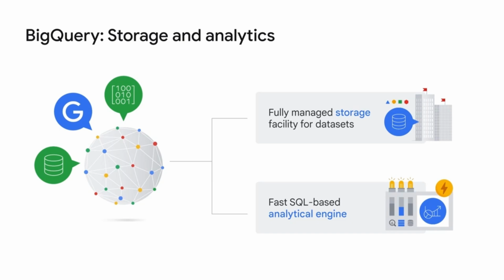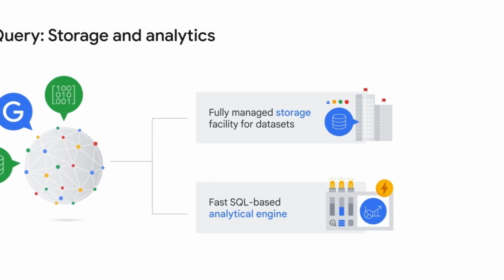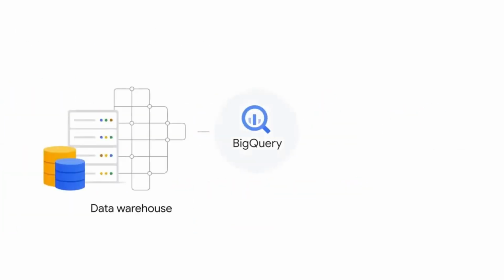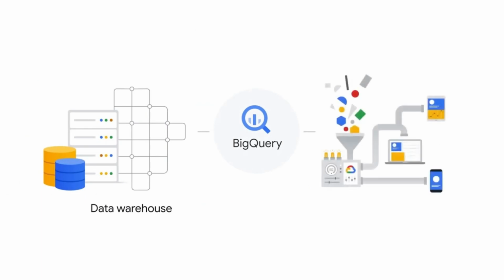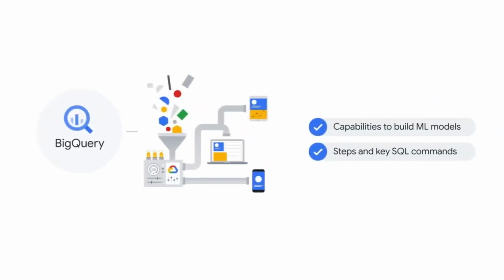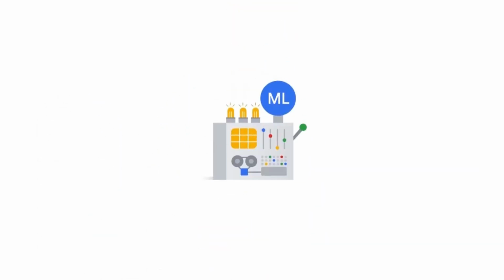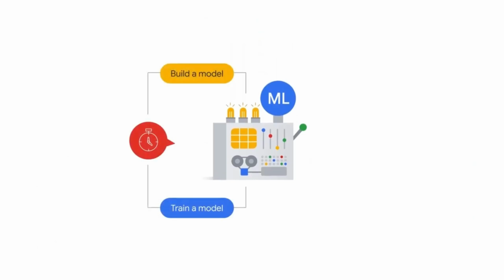It's this super fast network that allows BigQuery to scale both storage and compute independently based on demand. Although it started out solely as a data warehouse, over time it has evolved to provide features that support the data to AI lifecycle, meaning you can perform both data analytics and build ML models within BigQuery. In this lesson, you explore BigQuery's capabilities to build ML models and walk through the steps and key SQL commands to do so.